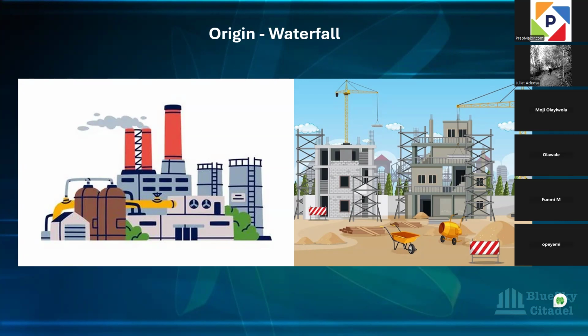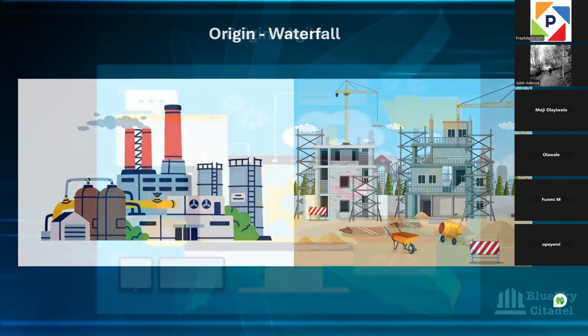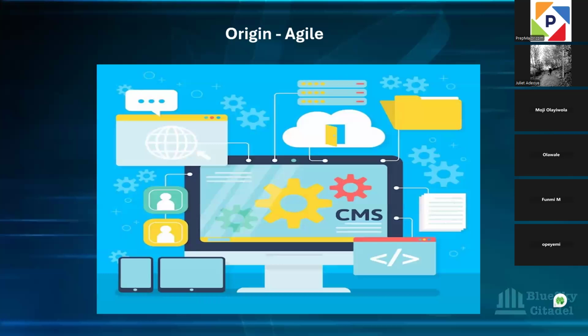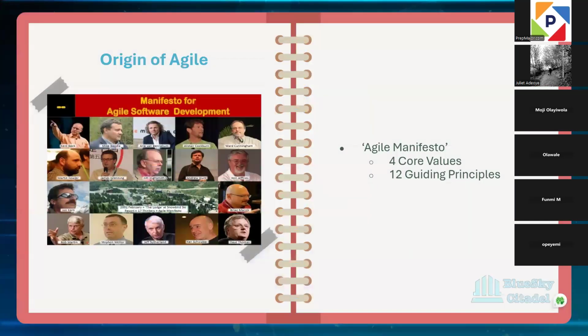A group of 17 software developers came together in 2001 to discuss and agree on a new approach of managing work that differs from the traditional, or let me say Waterfall, approach of managing projects. Their proposal emphasizes adaptability, collaboration, and an iterative process approach. And this was detailed in a document they all agreed on and came up with, called the Agile Manifesto.